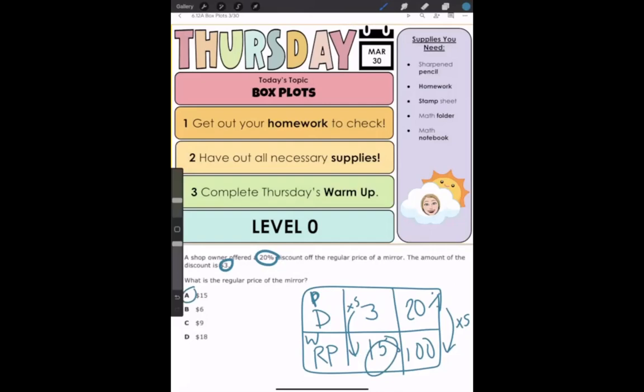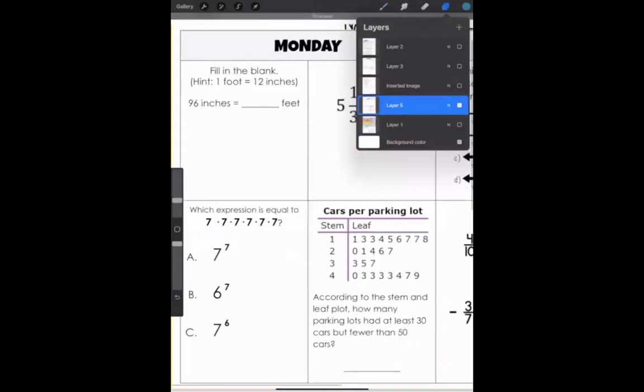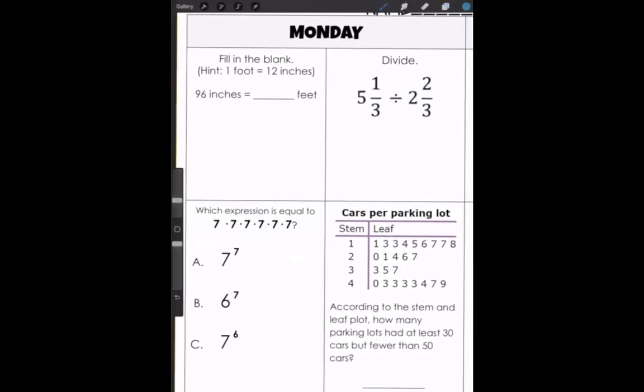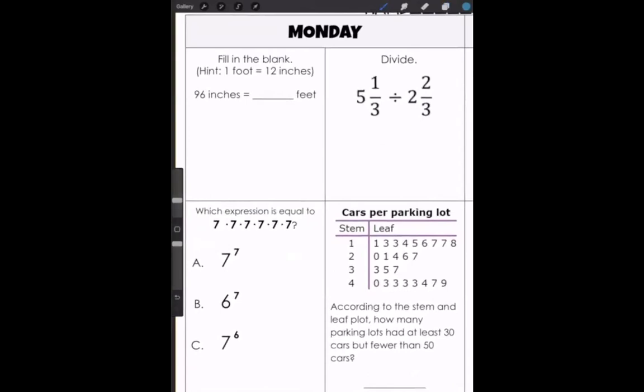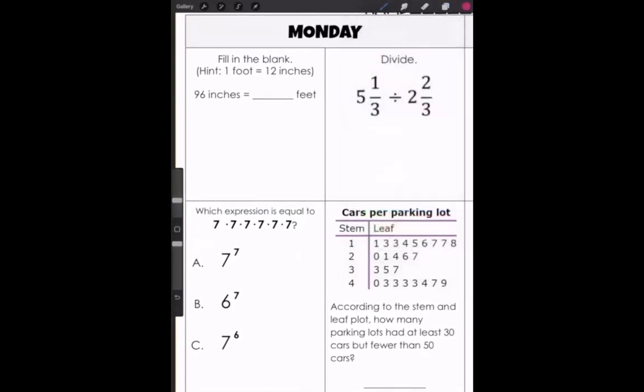Okay, go ahead and put your warm-up back in your folder. And I want you to very quietly pause the video and go put your folder away. And then when you get back to your desk, restart the video. Okay, so since you restarted the video, I'm going to assume that you are ready to go over homework. And we're actually going to quickly go over Monday, Tuesday, and Wednesday's homework. So make sure you're really paying attention.